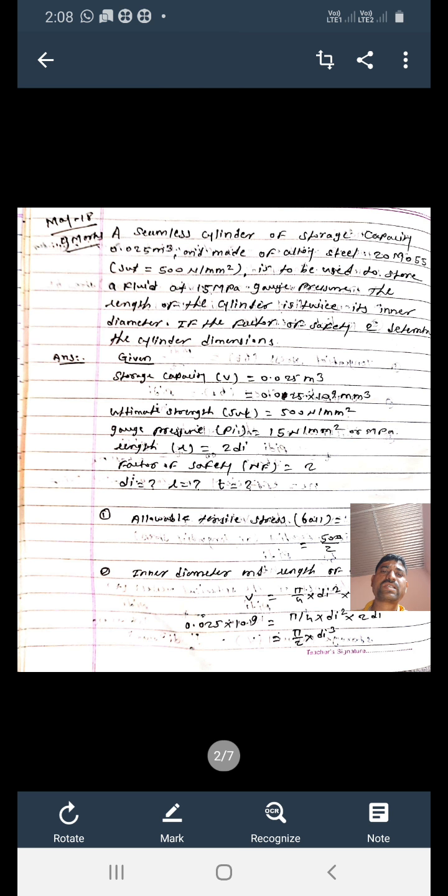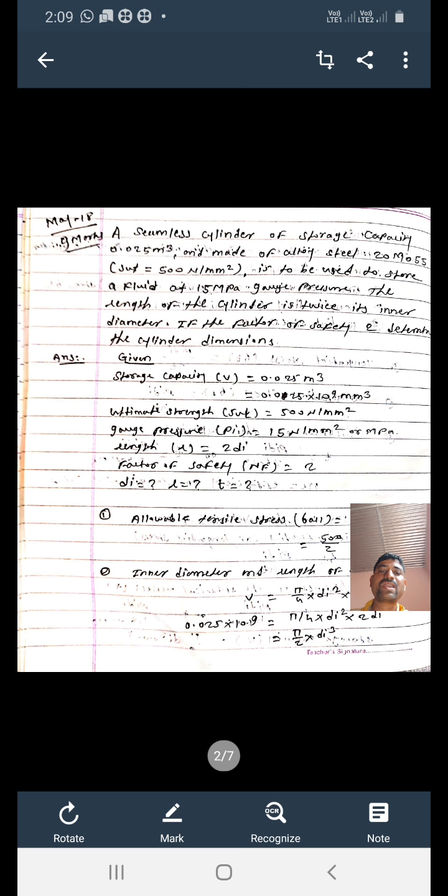You know the relation between megapascal and Newton per mm square: 1 megapascal is equal to 1 Newton per mm square. Then we'll keep this value as it is, 15 Newton per mm square. Then length L is equal to 2 di. The relation is given: the length of the cylinder is twice its inner diameter. Then we can create the relation L is equal to 2 di. And finally factor of safety is given.